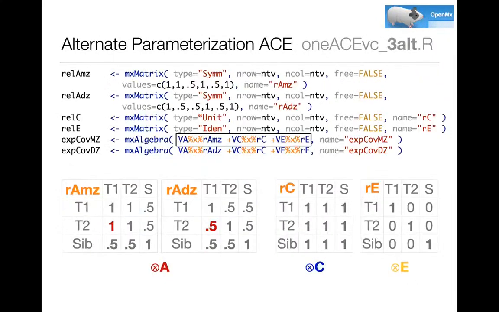So here we show all 3 matrices, rel AMZ and ADZ, rel C and rel E, and then multiply each of these relationship coefficient matrices, so to speak, with their respective variance component. And we have our new expected covariance matrix, which looks a little bit more succinct than in the case of using R binds and C binds to put together these different matrix elements.